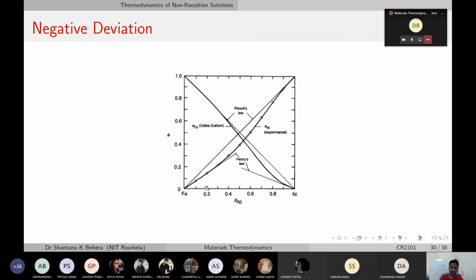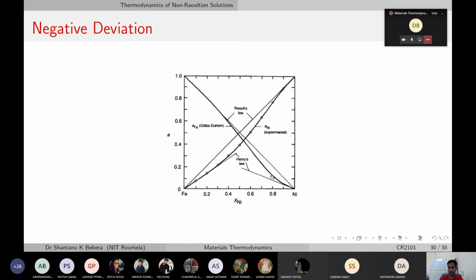You see that this is 0.2, that's x_i, let's say i is nickel, then this should have been 0.2 here, okay, according to Raoult's law. But then you see that the experimental point is here. That means the activity of nickel is slightly lower than its mole fraction, which is given here. All right. So this is indicative of a negative deviation.